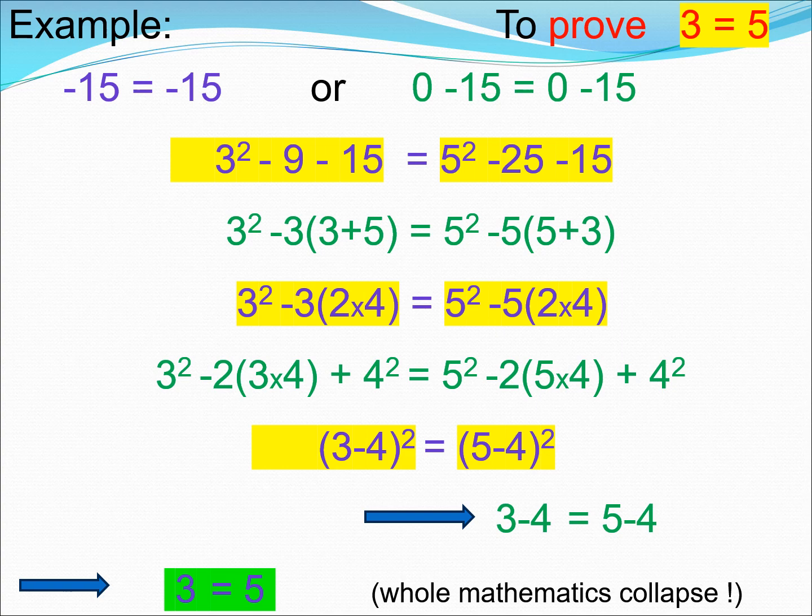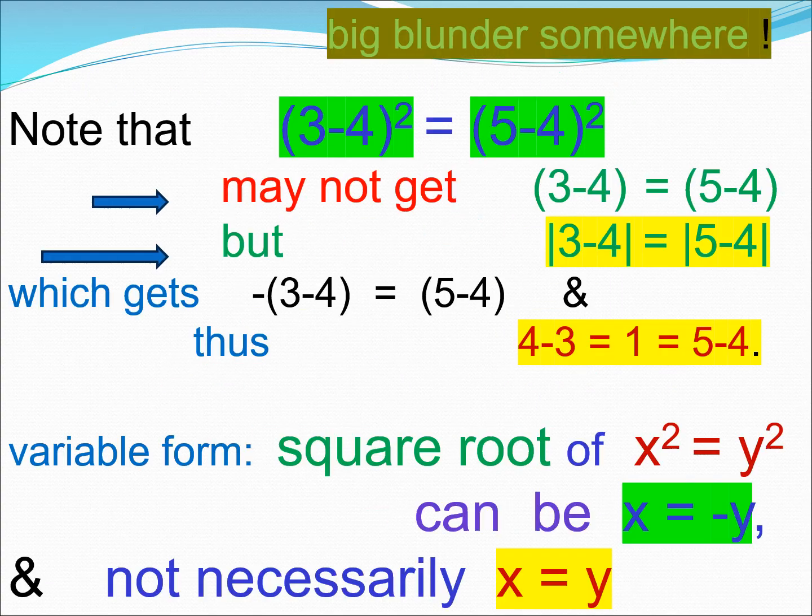So if this is true, then whole mathematics will collapse. So there must be some big blunder. We note that from 3 minus 4 square is equal to 5 minus 4 square, we can't cancel the square to get 3 minus 4 is equal to 5 minus 4. But we get the absolute values: mod of 3 minus 4 is equal to mod of 5 minus 4. So that 4 minus 3 is equal to 1 is equal to 5 minus 4.